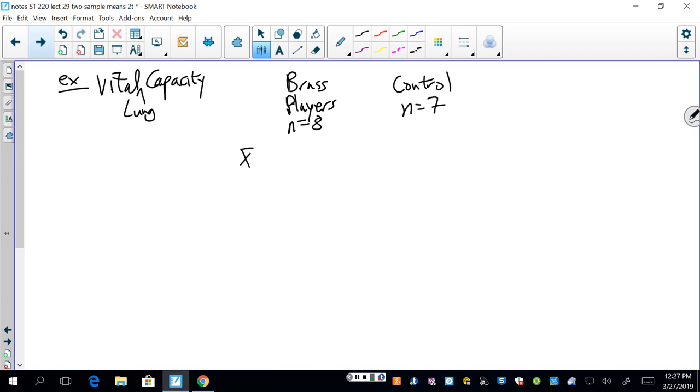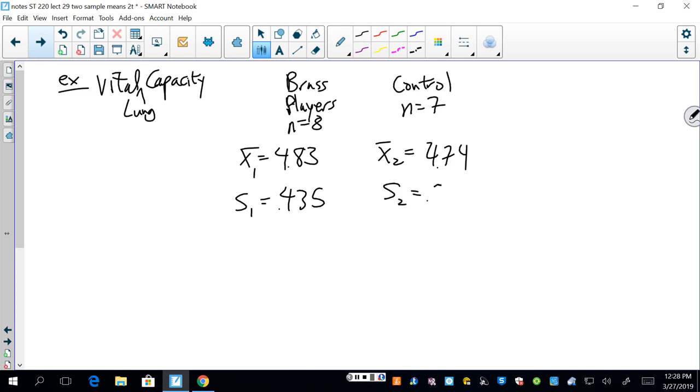And the average vital capacity is 4.83 in this group, 4.74 in this group. Standard deviation in the first group is 0.435, and the standard deviation in this group is 0.351. And let's say we want to do a 95% confidence interval for the difference.